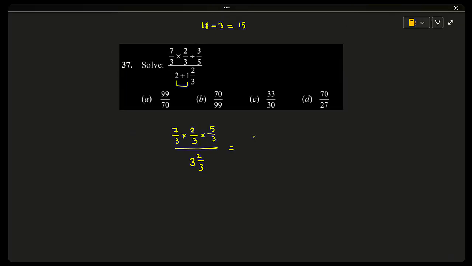So 7 into 2 into 5 divided by 3 into 3 into 3. Now this we can convert into improper: 3 threes are 9, 9 plus 2 is 11, 11 by 3. Now 3 gets cancelled and this 11 is there in the denominator. So I'll be getting 5 twos are 10, 10 into 7 is 70, by 3 threes are 9, 9 into 11 is 99. 70 by 99, option B.